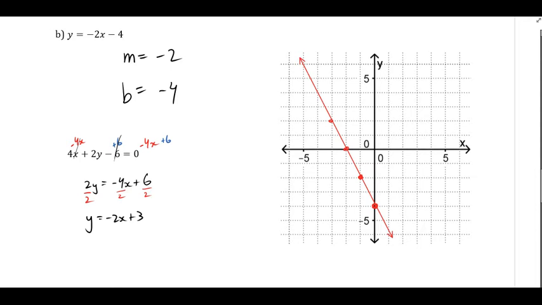Okay, and now I graph this one in a different color. So I go up to 3, 1, 2, 3. And I go up 2, and this one's negative as well, so over 1. Get a bunch of points.